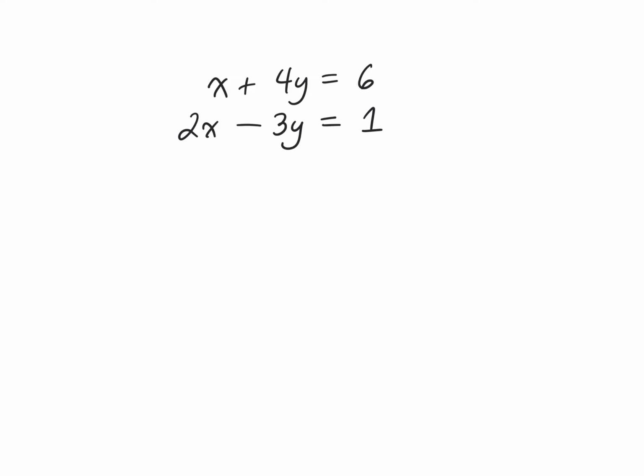Okay, so if we have to solve this by elimination, think of the word elimination. What you're trying to do is eliminate a variable. If I can get rid of an x or a y, then I can solve it. We can't solve this because we have two unknown variables. But if I eliminate one of them, then I can solve for the other one, right?